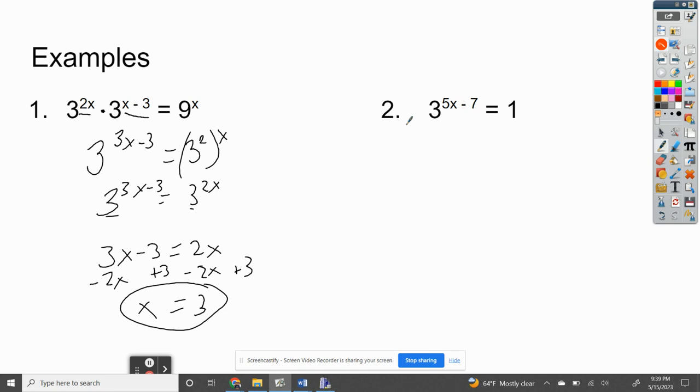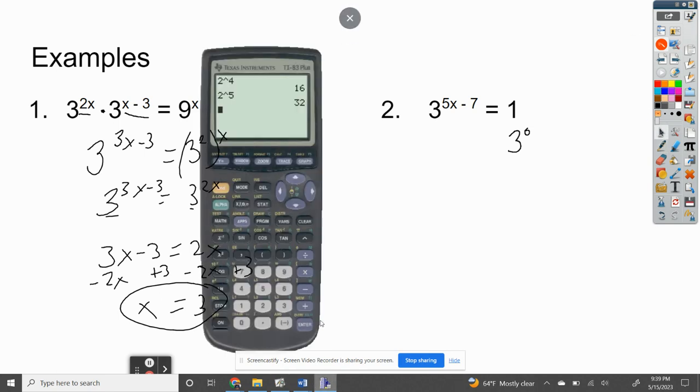Got to think outside the box. But anything to the 0 power is 1. So I can take the right side and make it 3 to the power of 0. Don't believe that? Check it with the calculator. 3 to the power of 0 is 1. Any number, 98 to the power of 0, also 1. Negative 98 to the power of 0, not true. There we go. Also 1. Any number to the power of 0 is 1.